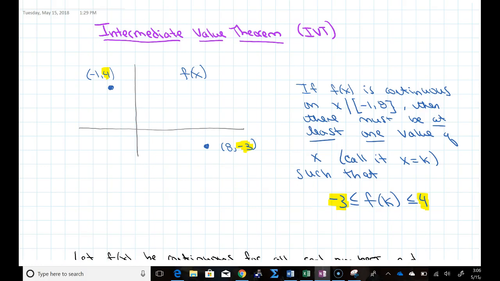The IVT says the following, and I'll talk about a drawing here in a minute. It says, if f of x is some continuous function, I haven't drawn it in, and I just put 2 points that I know f of x passes through, -1, 4, and 8, -3. The IVT says that if f of x is continuous on the interval in question, which in my drawing here is the interval -1 to 8, then there must be at least one value of x, we'll call it x equals k, such that the y values must cover the range of y values represented by the function.